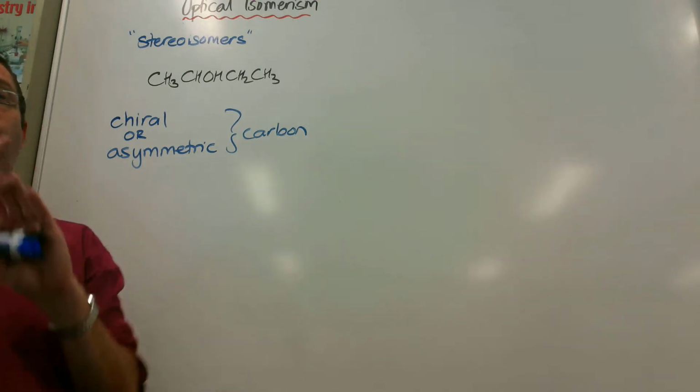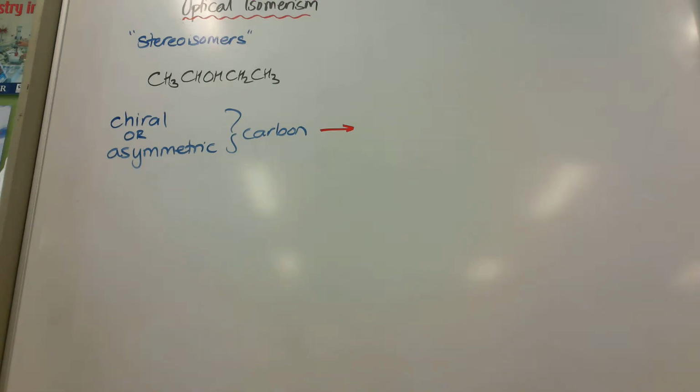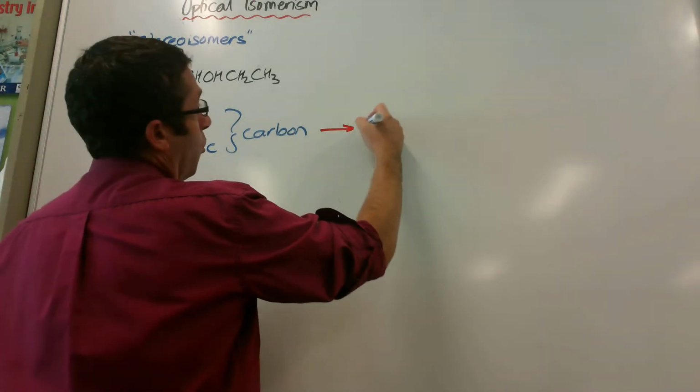What that means is it can make 4 bonds, so it's got 4 different groups or atoms bound to it. In your definition, don't just say 4 different groups, don't just say 4 different atoms, because sometimes it is carbon, there are 2 carbon-carbon bonds, but they're different groups. Sometimes it's just different atoms, so it's both.